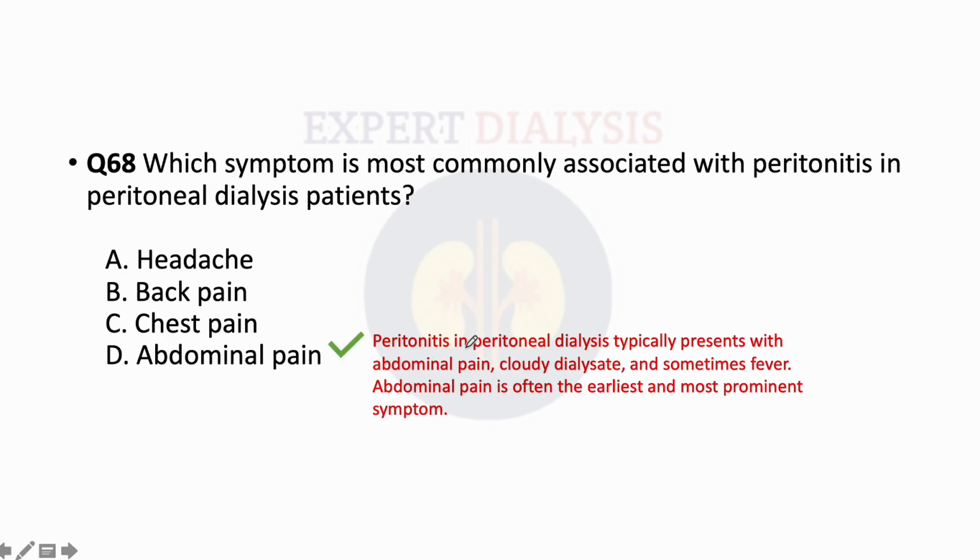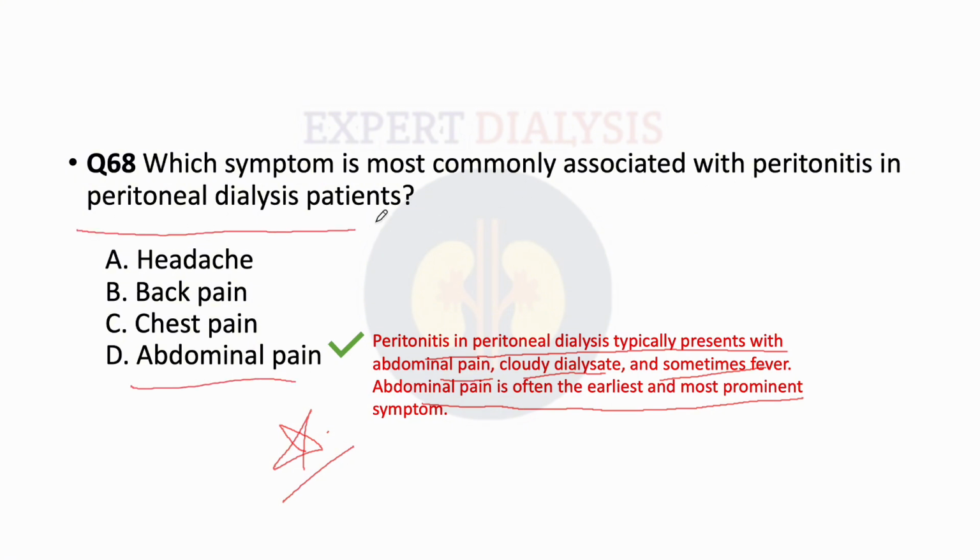Peritonitis in peritoneal dialysis typically presents with abdominal pain, cloudy dialysate, and sometimes fever. Abdominal pain is often the earliest and most prominent symptom. So whenever a patient complains about abdominal pain and he or she is on peritoneal dialysis, you should always think about peritonitis.